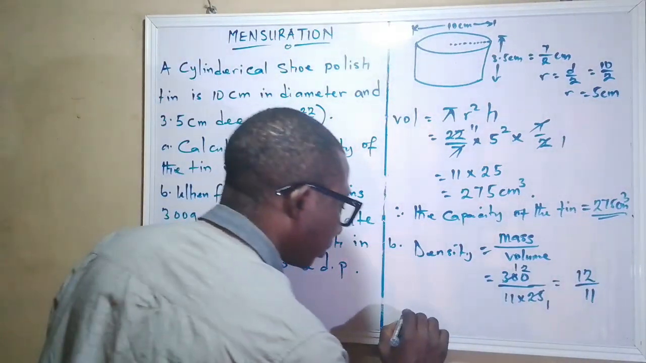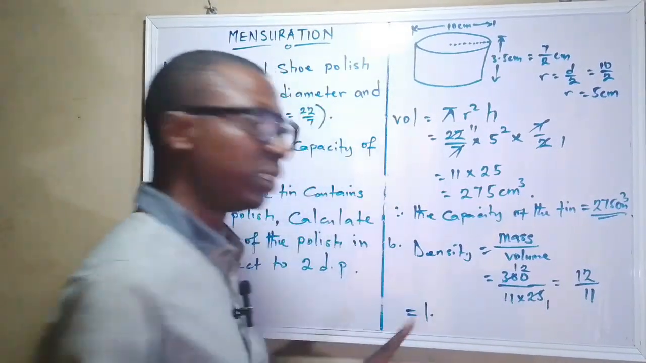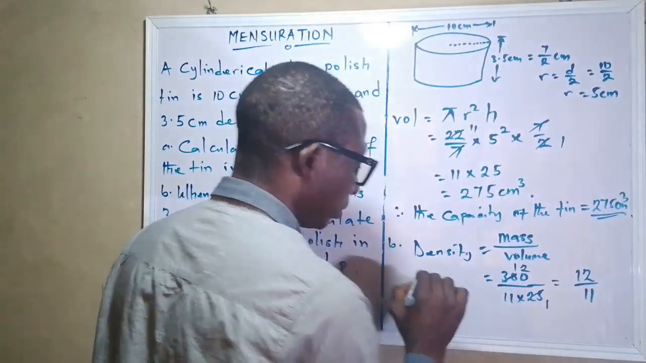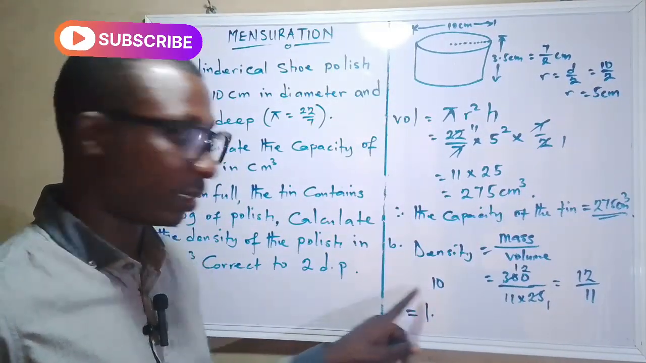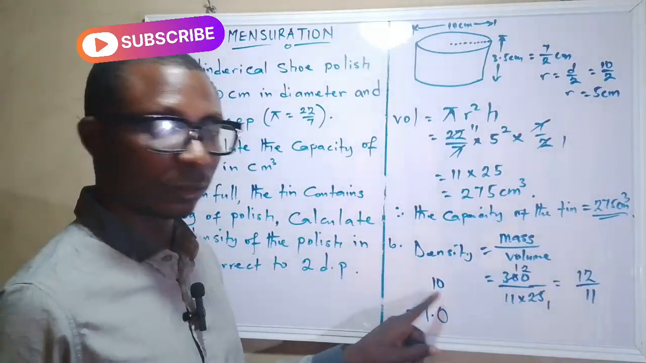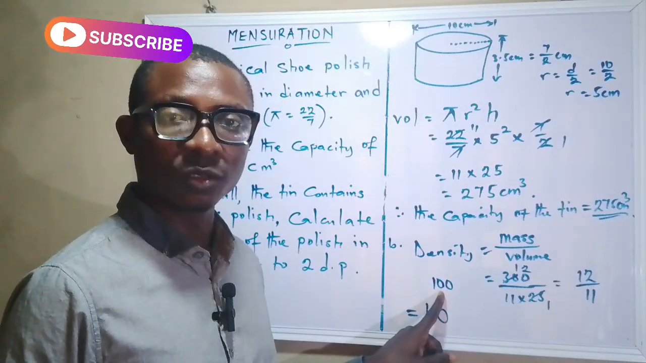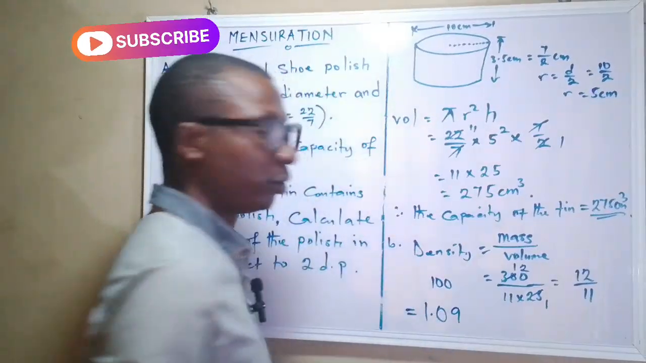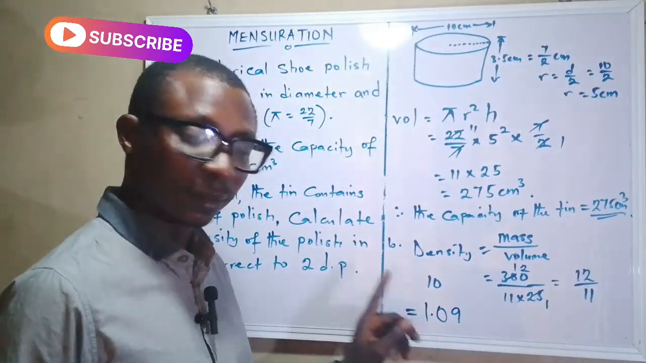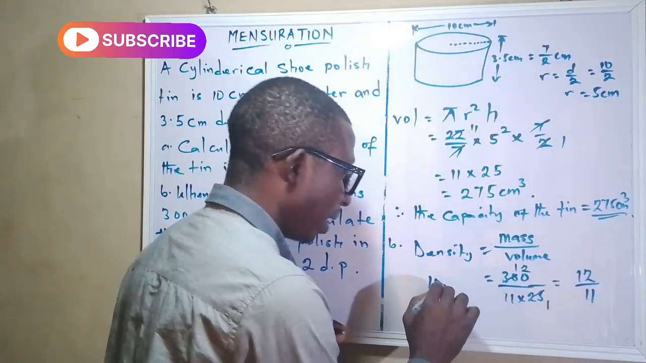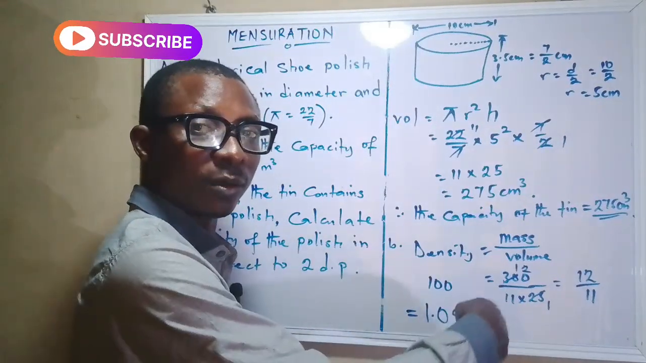Now we divide. 11 goes in 12, that is 1, and it remains 1. You put 0 at the back of the 1, so this is 10. 11 cannot go in 10, so that is 0. The next thing is to add 0 to this. Now 11 goes in 100, that's going to be 9, and it remains 1. You put 0 at the back of the 1, 11 goes in 10, that is 0. Then 11 goes in 100, you have 9, remainder 1. So you'll be having 0, 9, 0, 9, and so on.